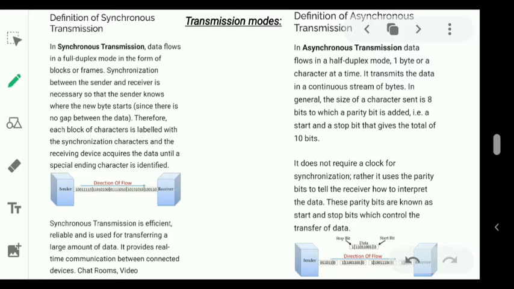There must be some sort of agreement between the sender and the receiver. Only after the sender and the receiver are synchronized. Suppose they agree that at 12 o'clock the data transmission will start. So whenever they get this notification, the sender will start giving the data and the receiver will receive the data.